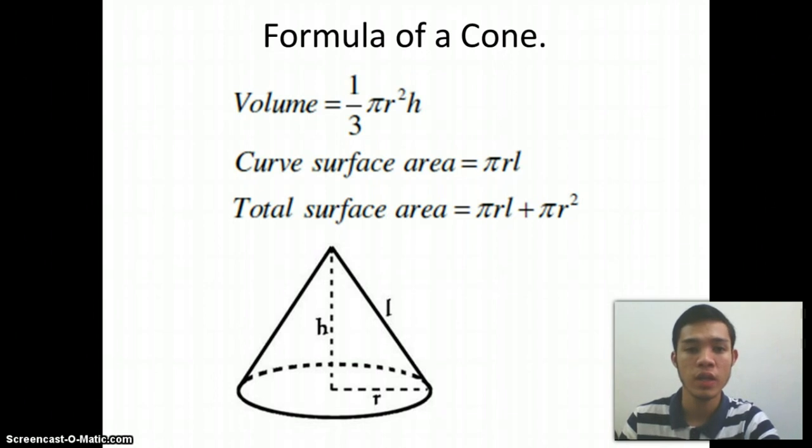These are the formulas of a cone. If you want to find the volume of the cone, you have to use the formula 1/3 pi r square h. Again, 1/3 pi r square h. r is the radius of the cone, while h is the height of the cone. If you want to find the curved surface area, you have to use the formula pi rL, and the L represents the slant height, which is this one. To find the total surface area, you have to use the formula pi rL plus pi r square.